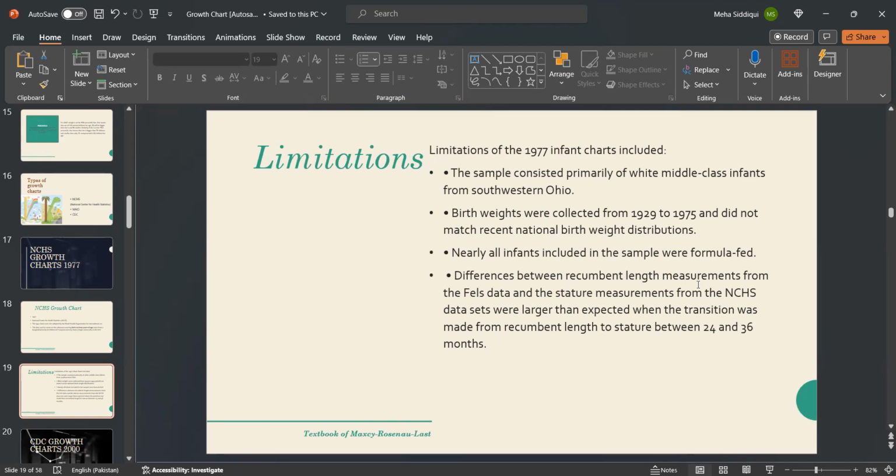Limitations of this chart: the sample consisted primarily of white middle class infants from Ohio. Birth weights were collected from 1929 to 1975 and did not match recent national birth weight distributions. And all infants included in that study were formula fed. Differences between recumbent length measurements from the FELS data and the stature measurements from the NCHS data were larger than expected when the transition was made from recumbent length to stature between 24 and 36 months.